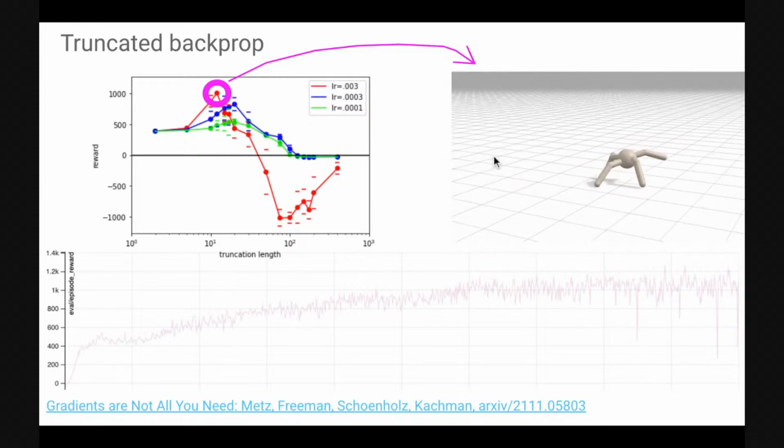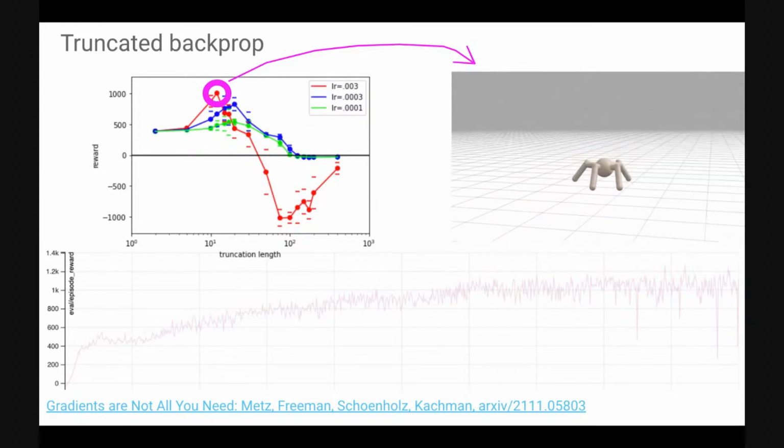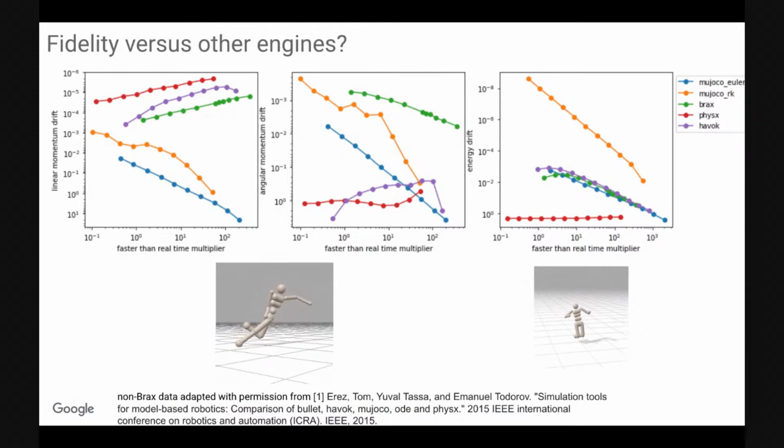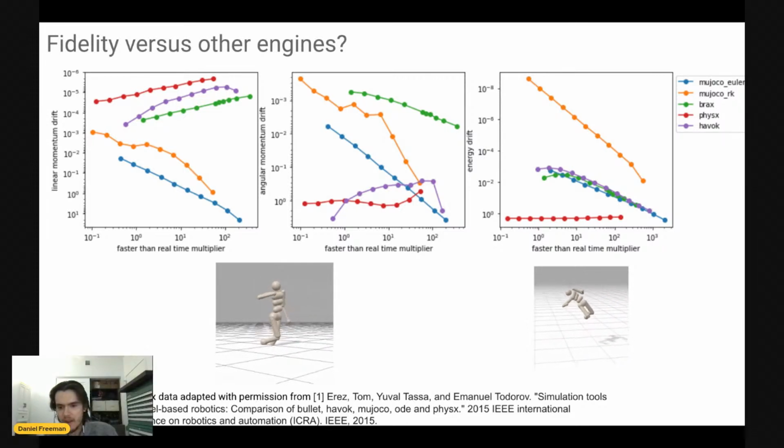Okay, and then kind of zooming back now. Finally, just some simple engine comparisons. I have the performance of Brax plotted against several other engines on these astronaut benchmarks. These were introduced by some of the MuJoCo authors. The left two plots here are showing linear and angular momentum non-conservation as a function of simulator fidelity, and the rightmost plot is showing energy non-conservation.